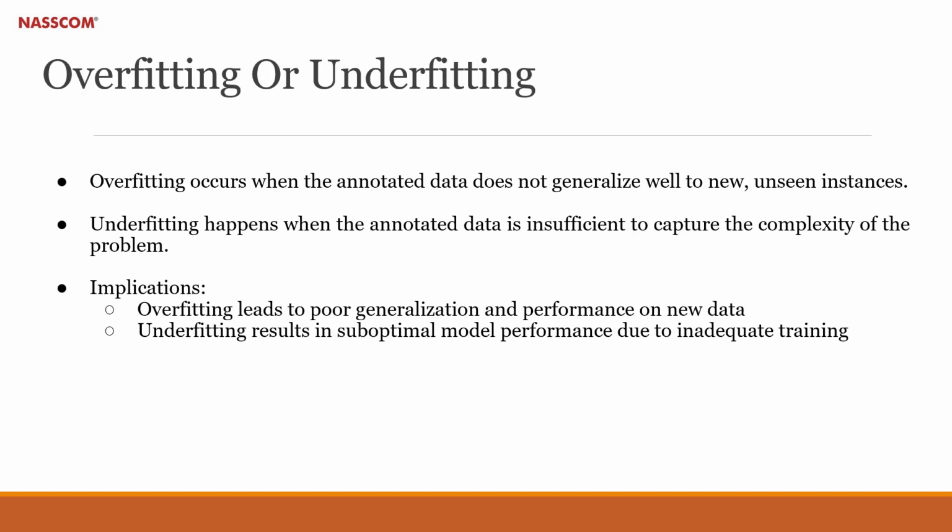Overfitting occurs when the annotated data does not generalize well to new unseen instances. Underfitting happens when the annotated data is insufficient to capture the complexity of the problem. The implication is that overfitting leads to poor generalization. Underfitting results in suboptimal model performance.